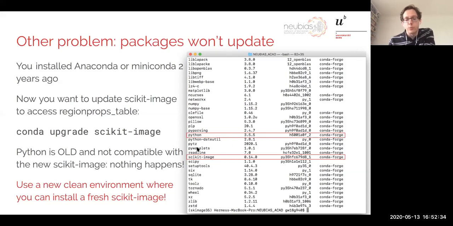This is what some people experience when they try to upgrade. They told me, but I upgraded, and nothing happened. And this is why, right? You have an old Python version, so you would first need to upgrade Python. This is going to break all the other packages so that scikit-image works, okay? And so your environment will be broken. So really do these things in specific environments.